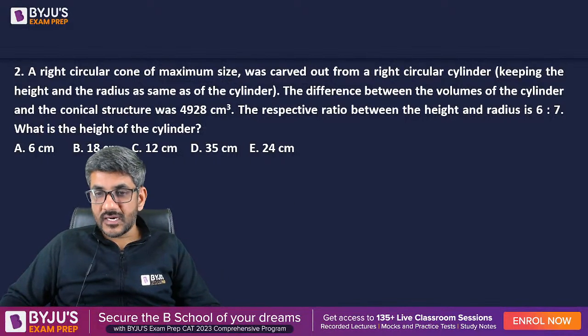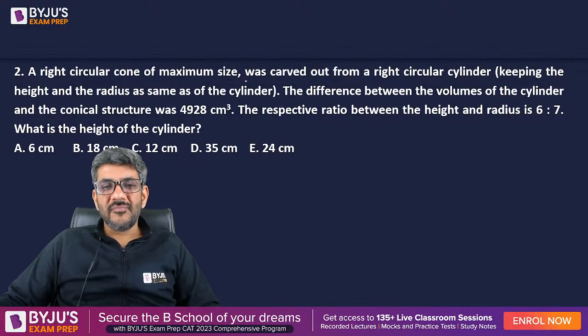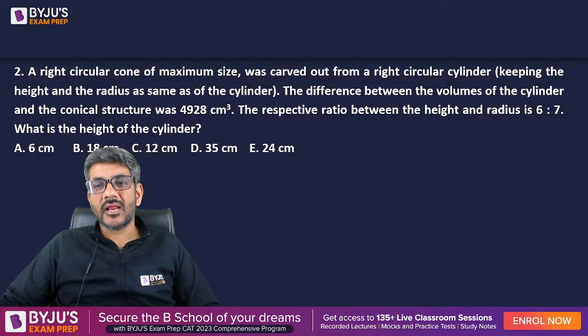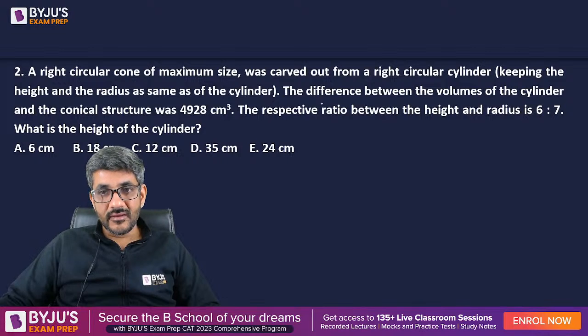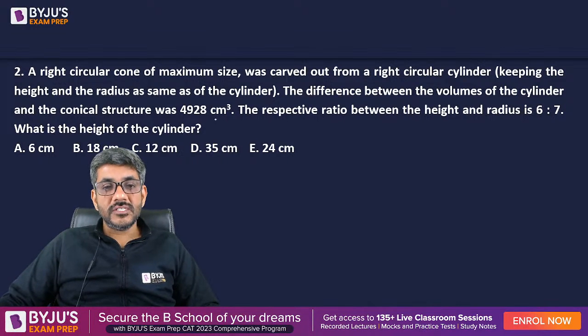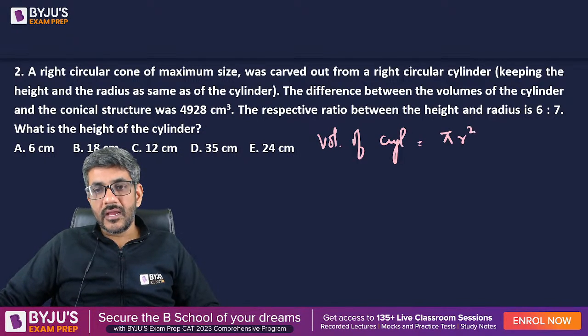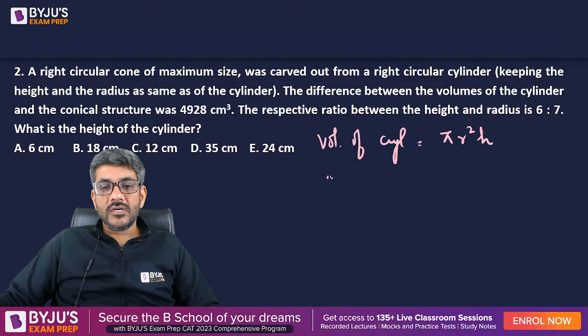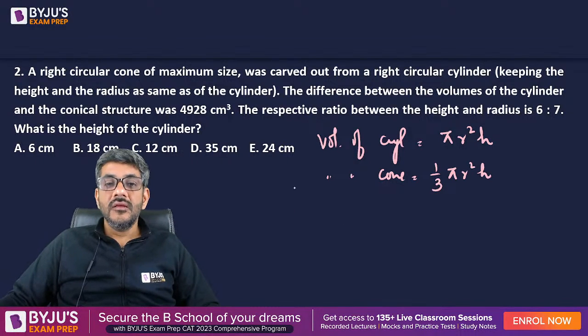I think we can start solving this question now. It says a right circular cone of maximum size was carved out from a right circular cylinder, keeping the height and radius same as that of the cylinder. The difference between their volumes is 4928. Now, what is the volume of a cylinder? Volume of a cylinder is equal to pi r square h. And what is the volume of a cone? Volume of a cone is 1 by 3 pi r square h.